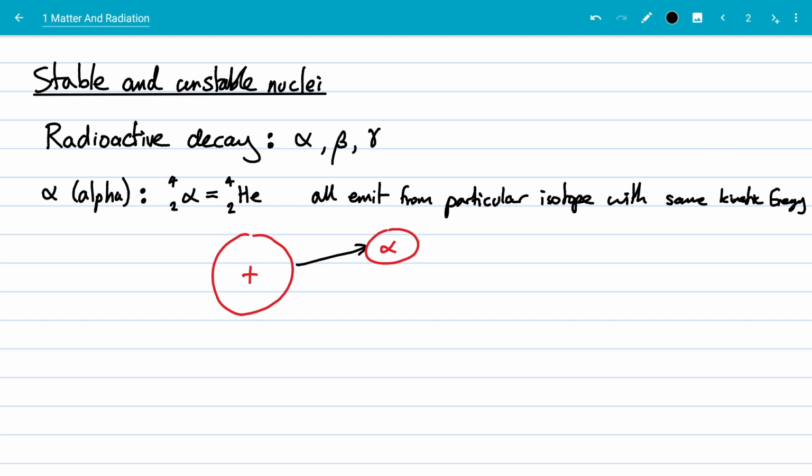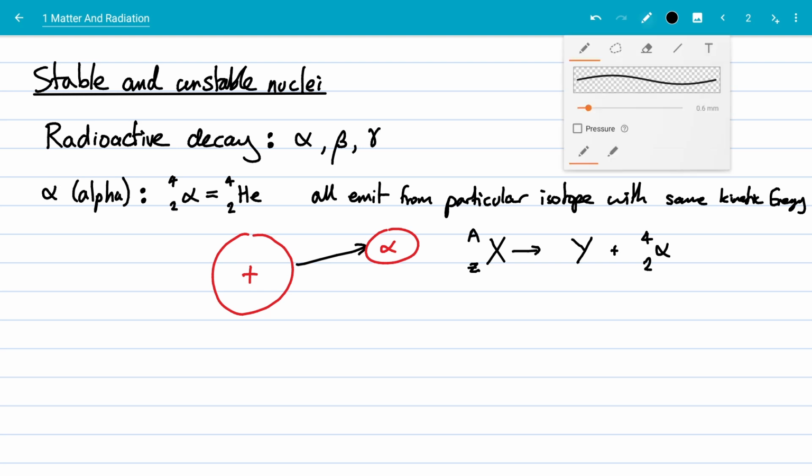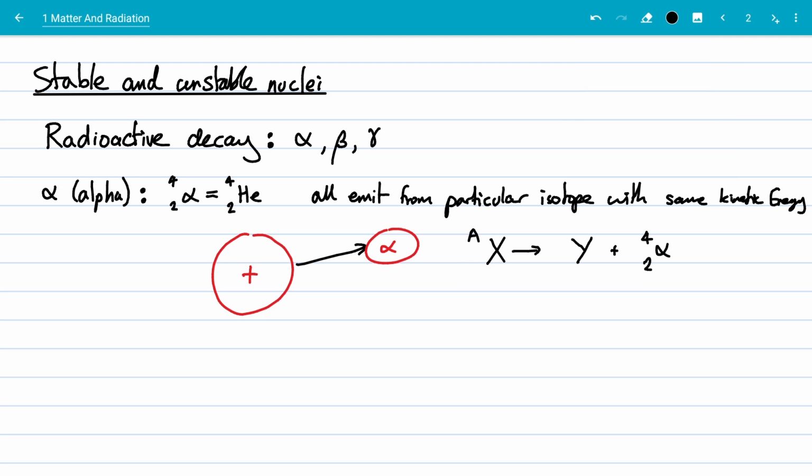We could say that element X, which starts with Z and A like this, is going to decay into element Y and an alpha particle, which we know is 2 and 4. And I'm going to have to be careful here to make sure my 2s and my Zs look very obviously different. Some people put a line through the middle of their Z to make them even more obviously different. I don't tend to do that, but because there's a risk of ambiguity here, perhaps today I will.